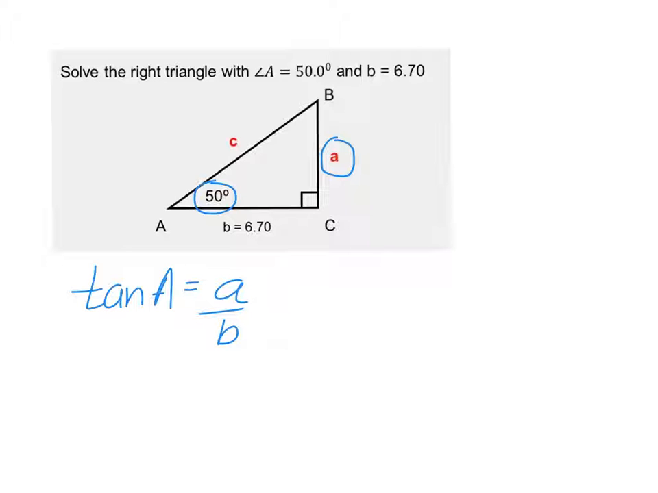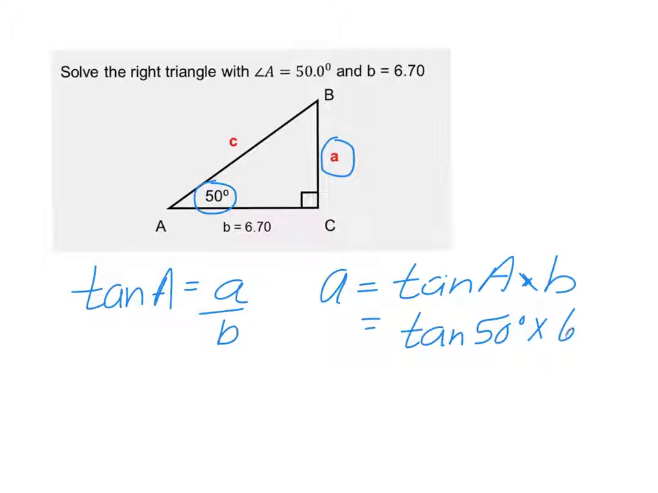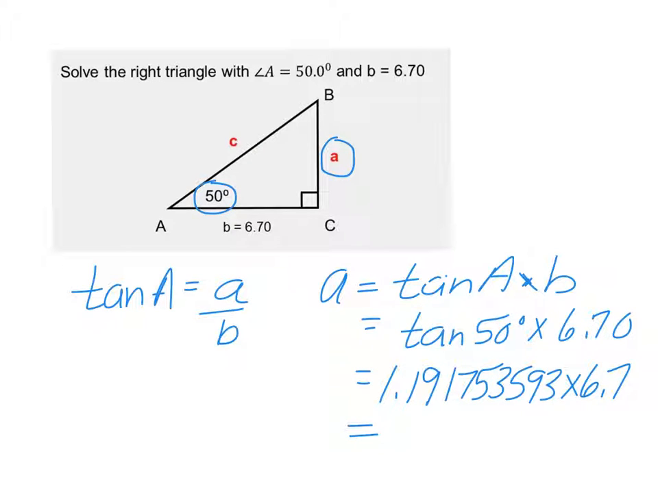So I know I'm going to solve for A, so I'm going to isolate right away and say that A is equal to the tangent of A multiplied by B. So our A is going to be the tangent of 50 degrees multiplied by 6.70. And in my calculator, when I put in the tangent of 50 degrees, it gives me 1.191753593. Multiply by 6.7, and that comes out to be, to 3 significant digits, 7.98.